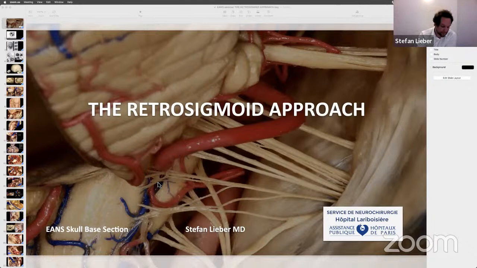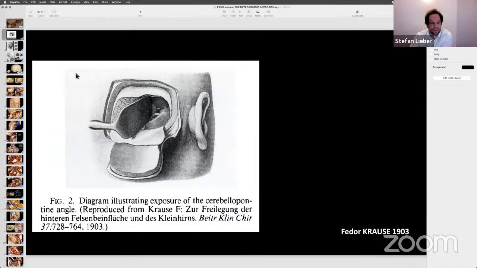And being the first speaker of this illustrious group, I just wanted to remind all of us that the first description of a unilateral suboccipital or retrosigmoid approach, as we know it today, is essentially 120 years old already. First description by Feder Krause in Berlin.